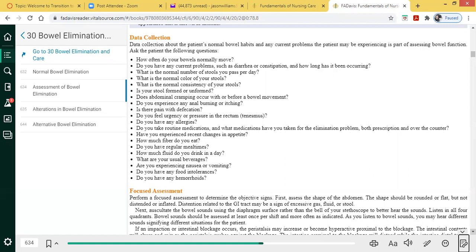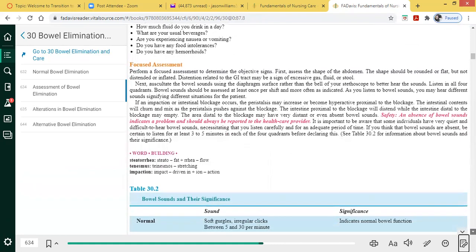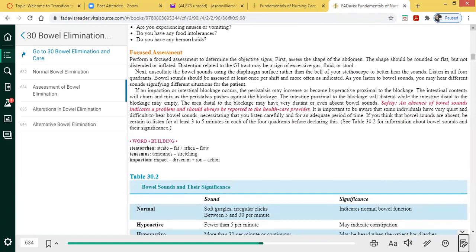Different types of questions are necessary for different concerns or different issues. Patient complaining of abdominal pain: where is the pain located? Okay, how does the pain feel? Is it sharp? Is it burning? Is it throbbing? Does it feel like pins and needles? That type of thing.